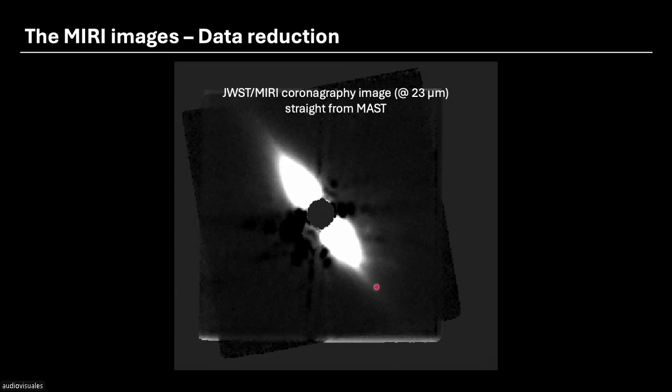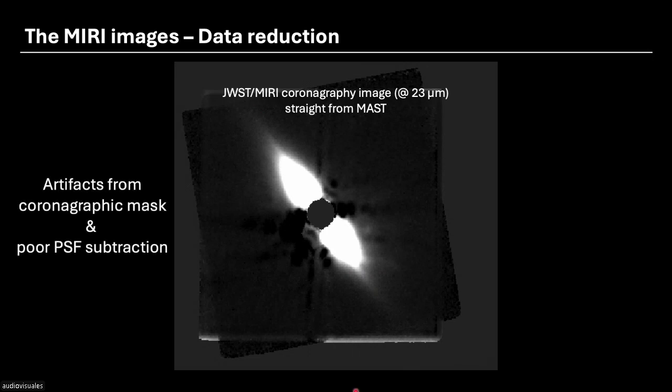In the mid-infrared, this is 23 microns. Here's the disk. And you're like, okay, cool, this is the main disk. What is this? Is this real? Is it not real? Well, you see again the coronagraphic mask. We're blocking the star. Okay, so we started to play with this. We knew that there was going to be a lot of artifacts because coronagraphs might seem very useful.